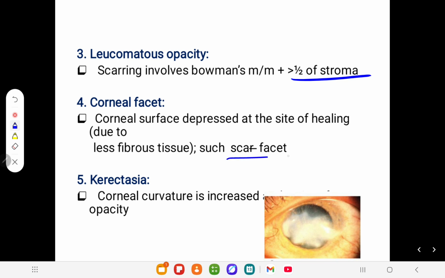It's always there, isn't it? Keratectasia is increased corneal curvature because of the opacities. It's always there in opacity conditions. If there is a large scar, then there is definitely a flat surface and definitely a stiff surface. It's always like heel and bottom.